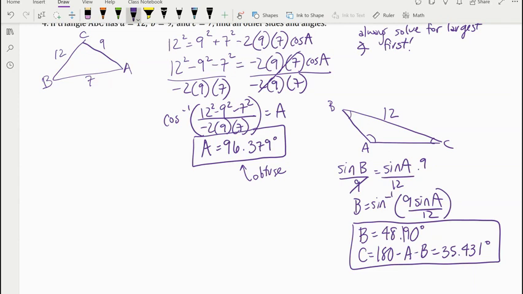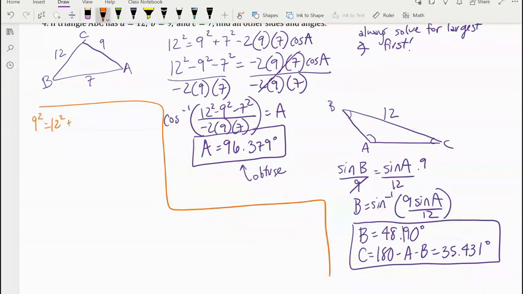So let's pretend like we had solved for B to begin with. So I'm going to do this kind of in orange, okay? So let's pretend like I solved for B. So I did 9 squared is equal to 12 squared plus 7 squared minus 2 times 12 times 7 cosine B. So I solve this and I end up with B equal to 48.190 degrees. So you'll notice that that is the B that we ended up with here. So that B is correct.